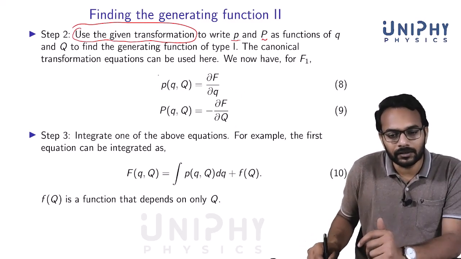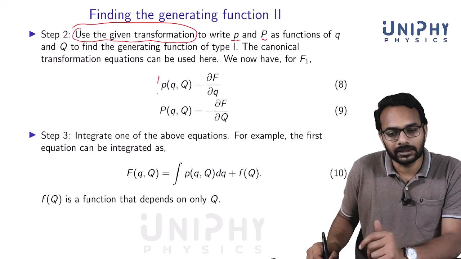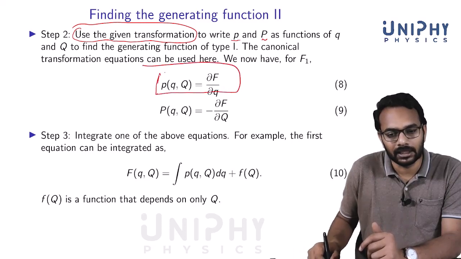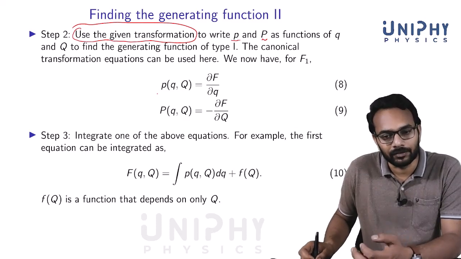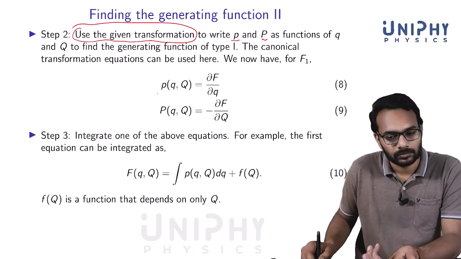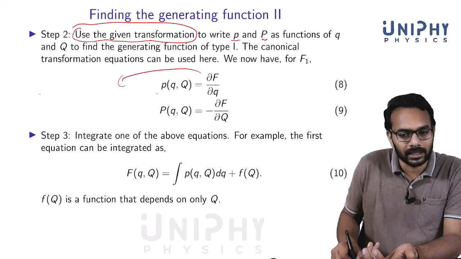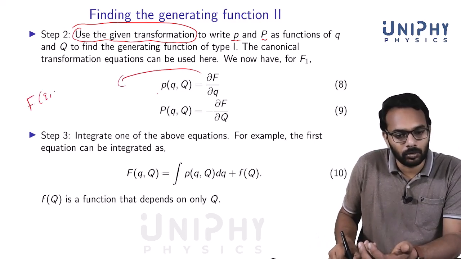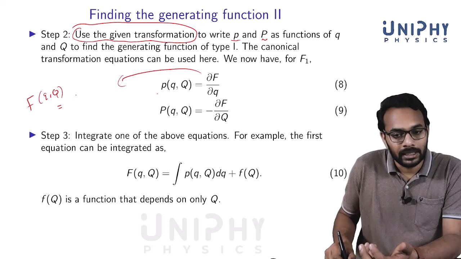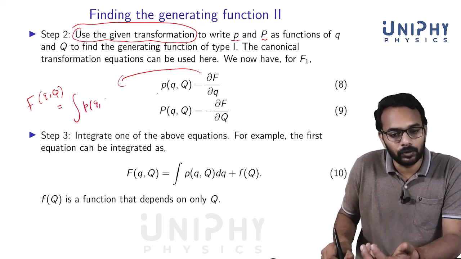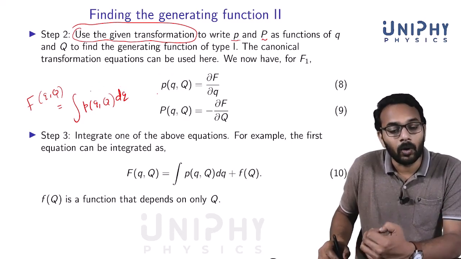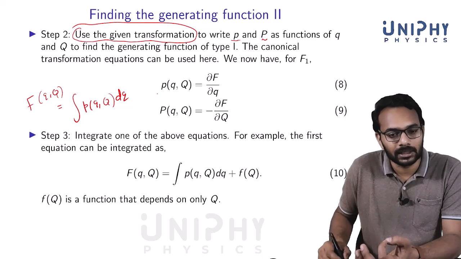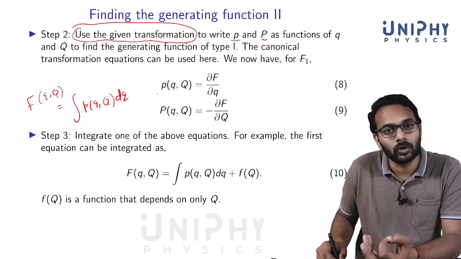So we take the first equation. This is a partial differential equation obeyed by this capital F, this generating function. So from here we see that we can write F of q comma capital Q is equal to the integral of p of q comma capital Q multiplied by dq. Is that all? No. This gives you only one part of the dependence, the small q dependence.